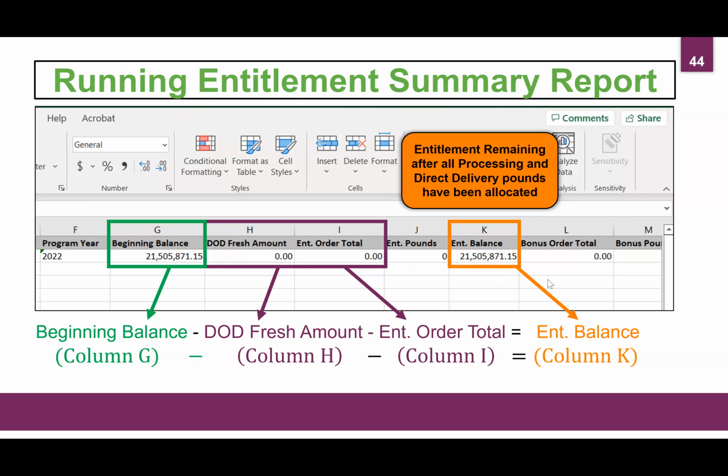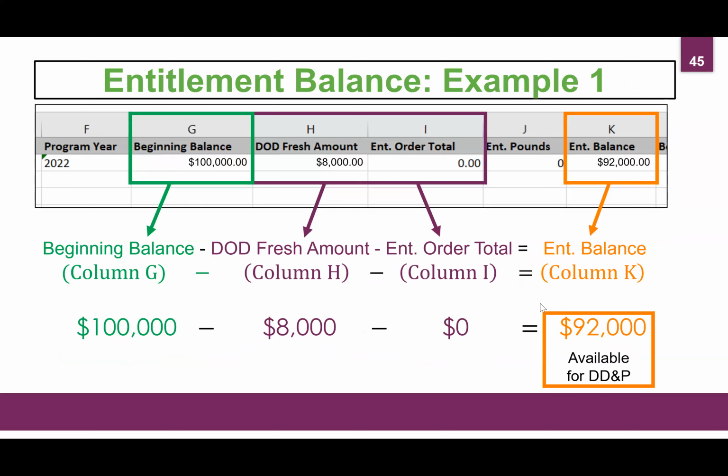Okay, so we'll just show you a little math here. Just very simple. For this example in column G, which shows our beginning balance, we have 100,000. The state has allocated us 8,000 for DOD fresh. We don't have anything ordered yet in entitlement order total. And then our entitlement balance will be the 92,000. So that shows us what is available for our entitlement. The DOD fresh has already been allocated at 8,000, so that's already been taken out. So we can see that amount there.